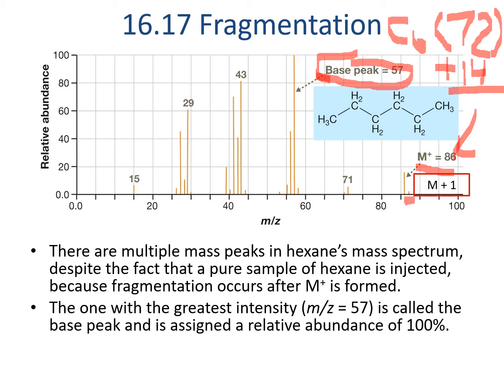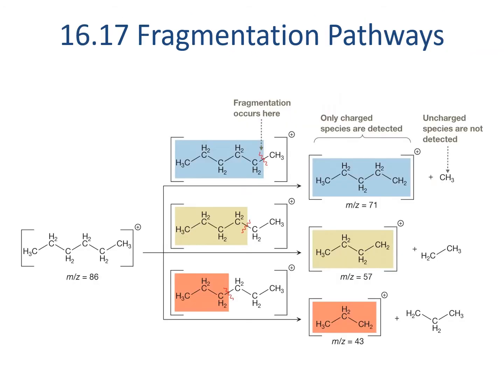That's because we don't always have the exact same isotope of a molecule anytime we're looking at mass spec. And so if we happen to have a carbon-13 somewhere in the molecule or a deuterium, we would end up with a slightly more massive molecule.